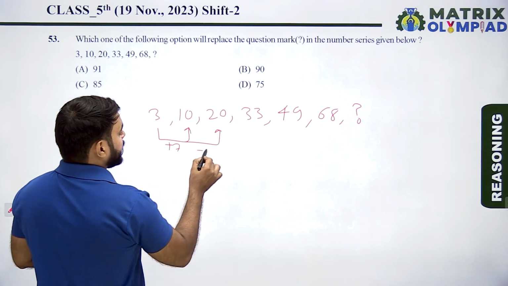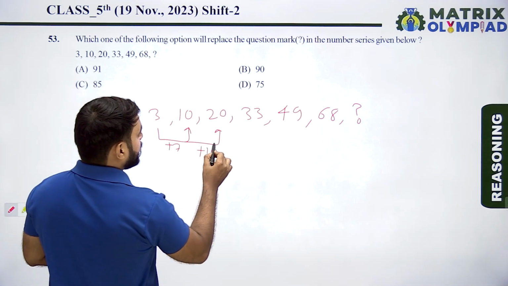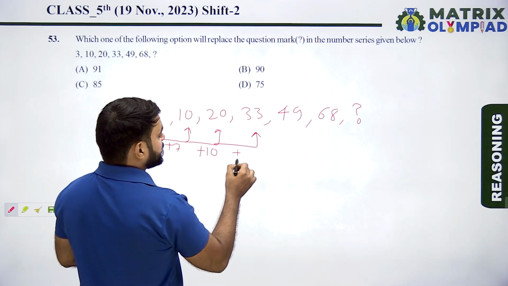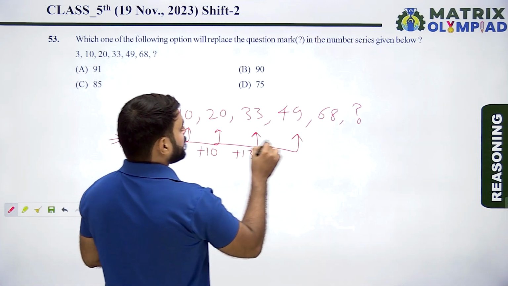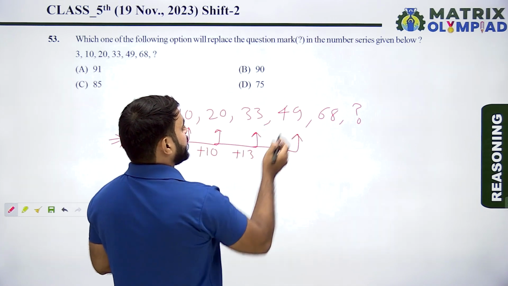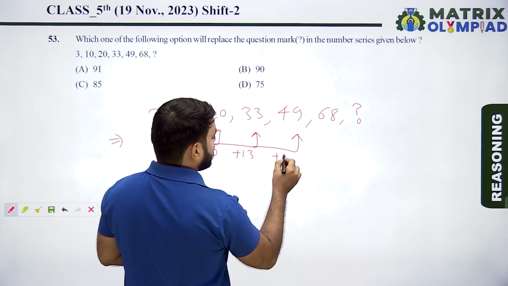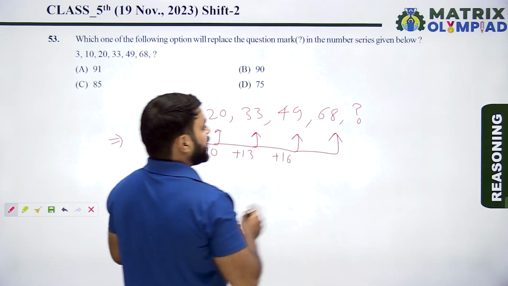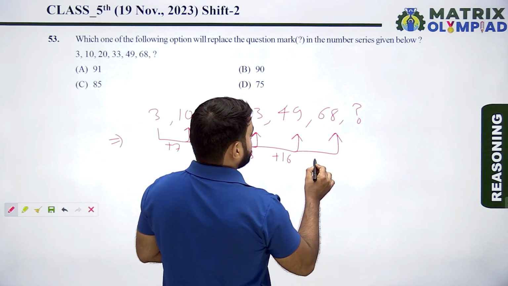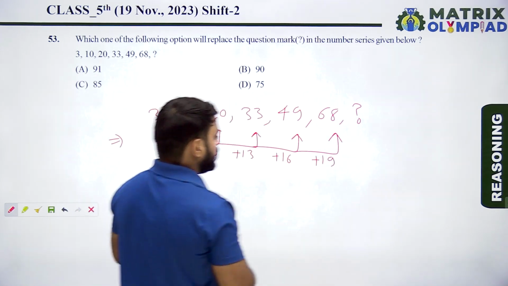10 to 20, it means plus 10. 20 to 33, it means plus 13. Now 33 to 49, it means plus 16. 49 to 68, it means plus 19.